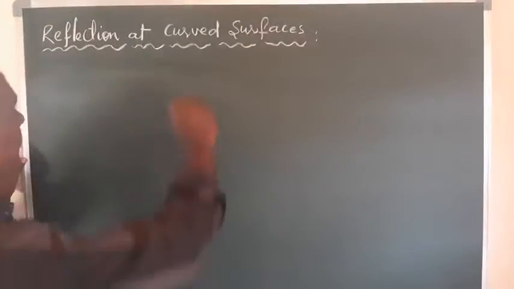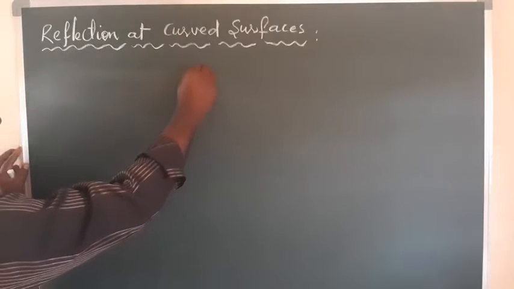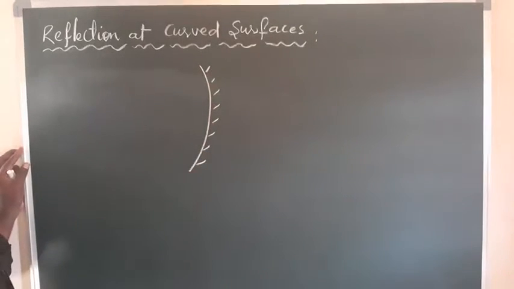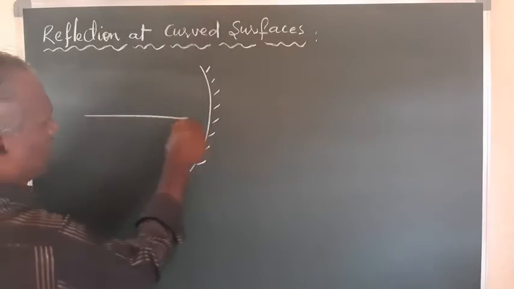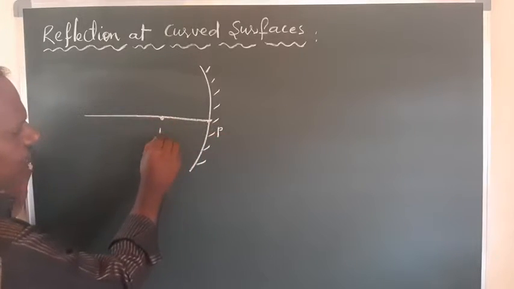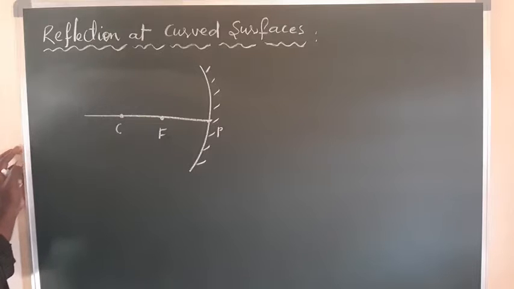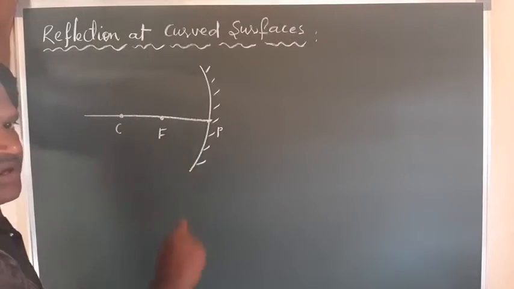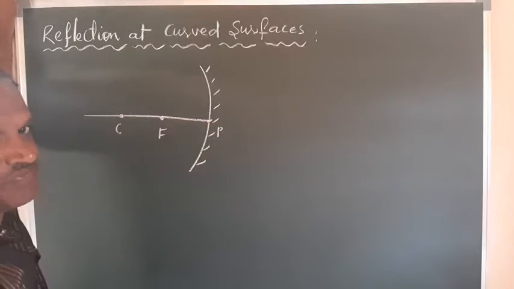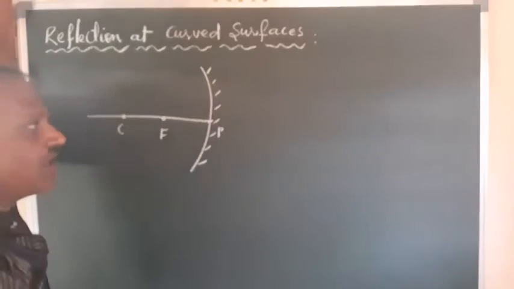Here it is. Suppose we are considering a concave mirror. In this, this point is the pole, here somewhere we have the focus, and here it is the center of curvature, right? This is just what I represented. And what about this straight line? It is the principal axis, and this curved part is called the aperture, right?